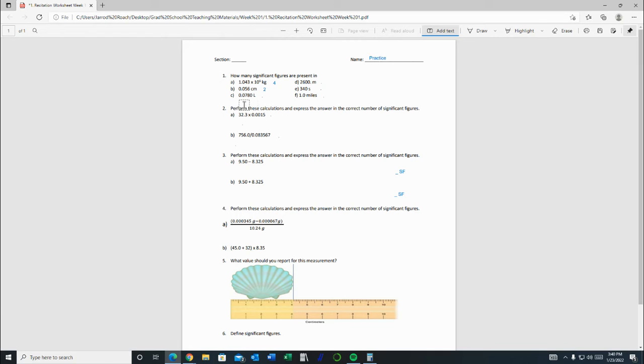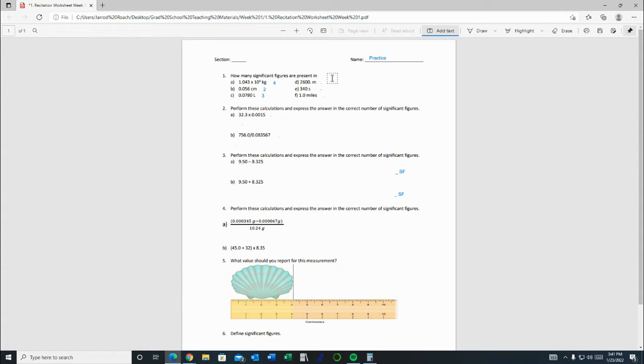For C, again, we have leading zeros. We're not going to count those. But trailing zeros, that is to say zeros at the end of a number, we count those because those were measured. If the scientists did not measure this zero, they just would have left it off. They don't just add zeros for no reason. So the zero is significant at the end of a number. So there are three sig figs in this question.